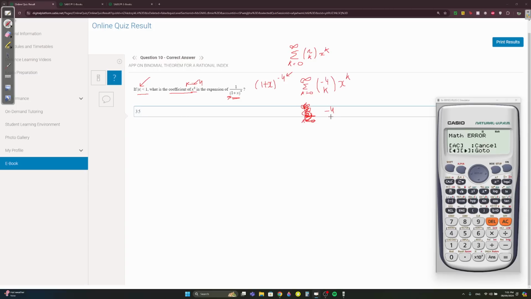So minus 4 c, how much is my k? 4. So minus 4 c4, x to the power of 4. What do they care about? They care about the coefficient. So I need to find minus 4 c4.